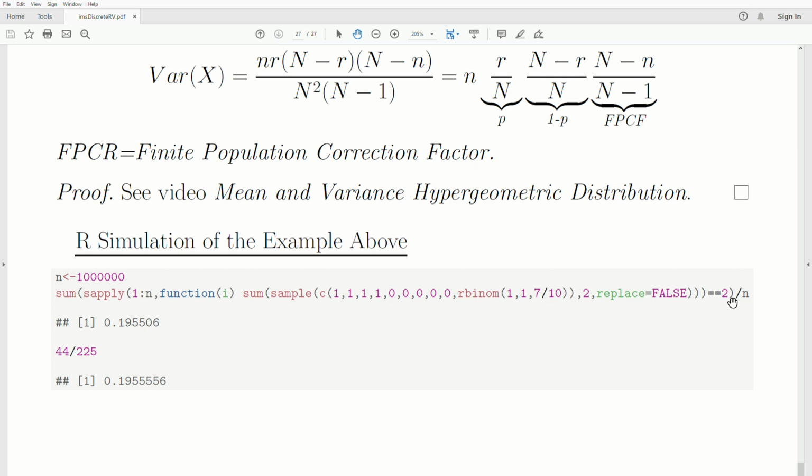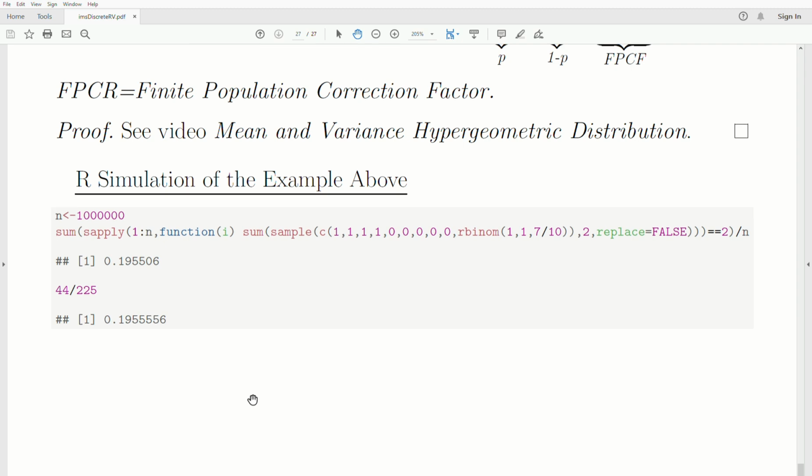We do this for every observation. Then we sum that whole vector, divide by n, and it gives us the probability of observing 2 red balls, which is 0.195506. That's with 1 million replications. That's our estimated probability. And in the example, our theoretical probability was 44 over 225, which is very similar to what the simulated value is.